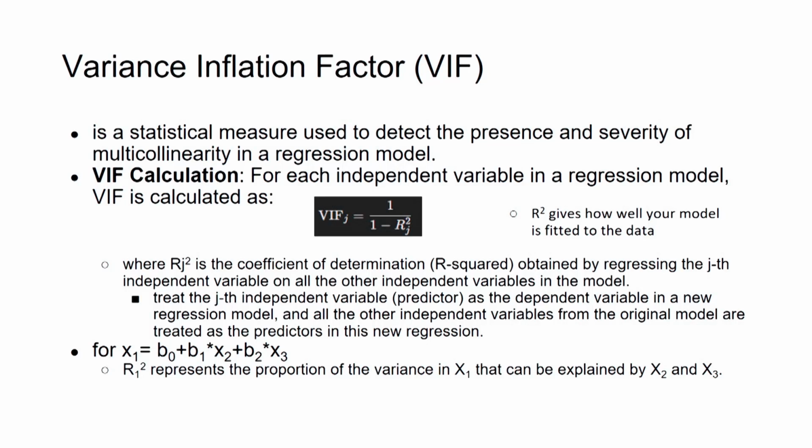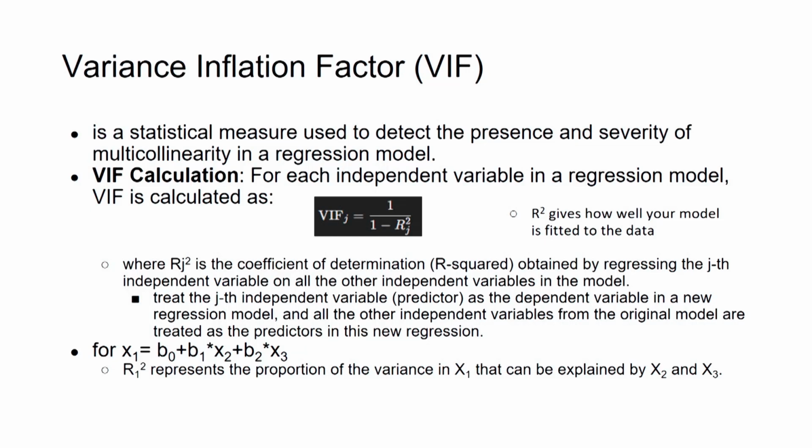Both of these two metrics, R square and adjusted R square, are used to evaluate which regression model is better. By seeing the value of R square, you can find out how well your model is fitted to the data. This R square is called the coefficient of determination.